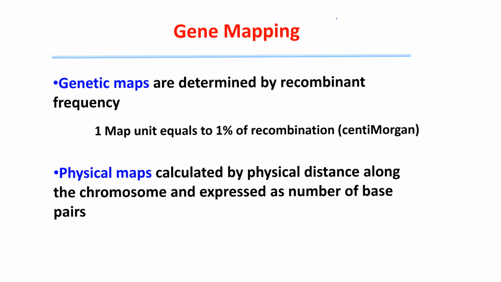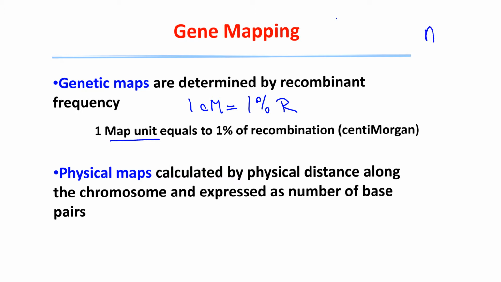The closer they are, the lower the recombination frequency. So how do we measure, or how do we define the distance? We define it, as we mentioned before, by map units, which equals recombination frequency, which equals centimorgan. You remember, 1 centimorgan equals 1% of recombinations. Now, let's see how this relates to relative mapping.